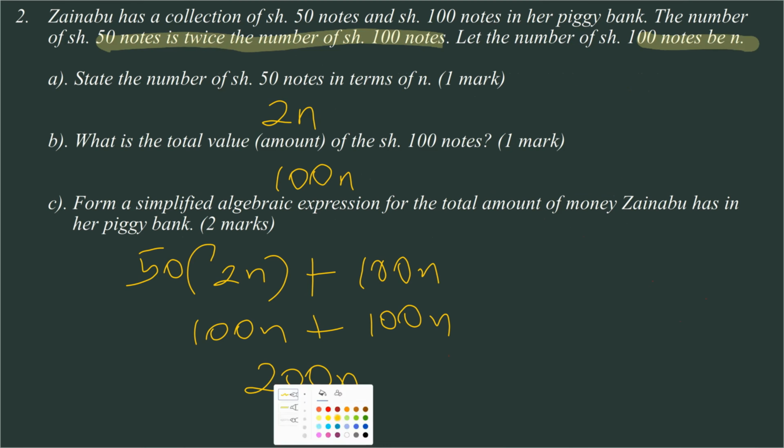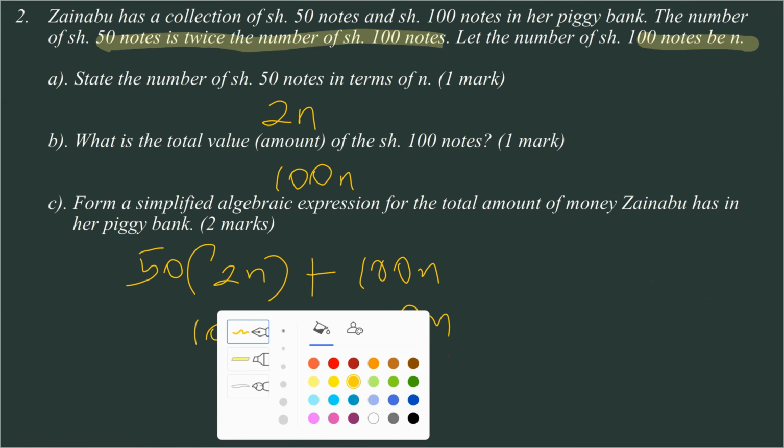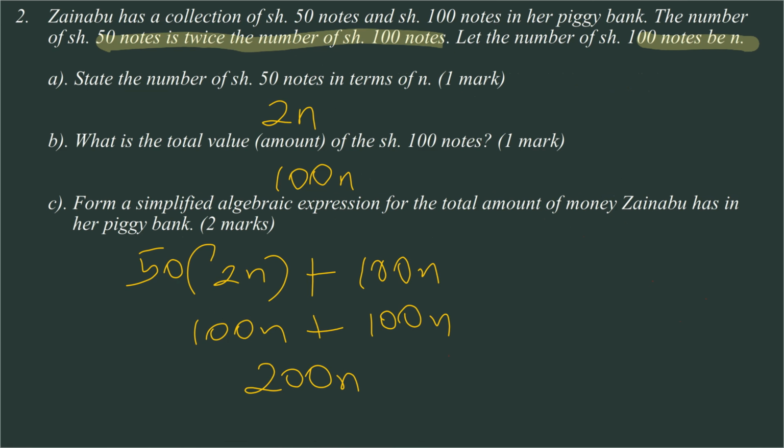So how do we distribute the marks? 1 mark for the answer, and here we'll have a mark for the expression, and a mark for the answer, which shows that you have simplified. So 1, 2, 3, 4, those are 4 marks.